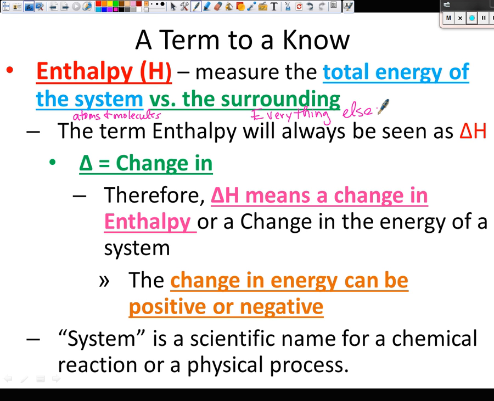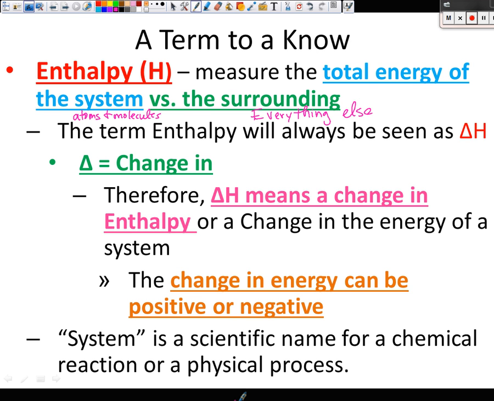So the surroundings are literally everything else. So can atoms and molecules exist in a beaker? So what would the beaker be? Everything else. So a reaction can take place in a beaker. Can it be on a beaker on a table? A beaker on a table in a room. A beaker on a table in a room in a school. A beaker on a table in a room in a school in a city in a state in a country. All of those things are your surroundings.